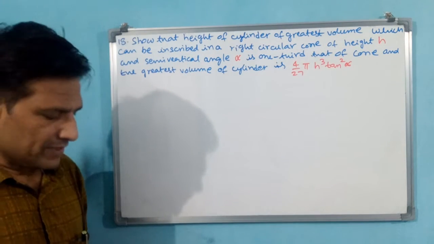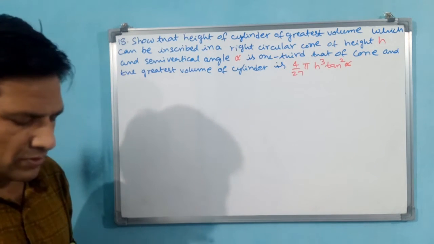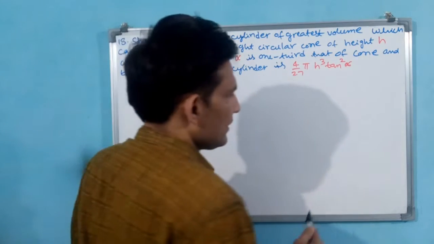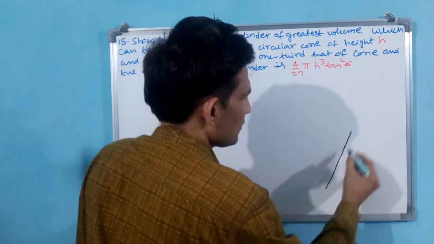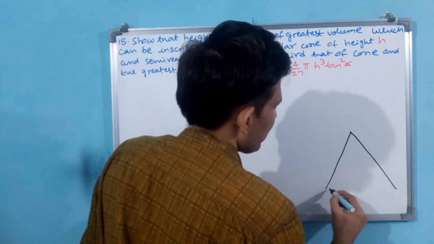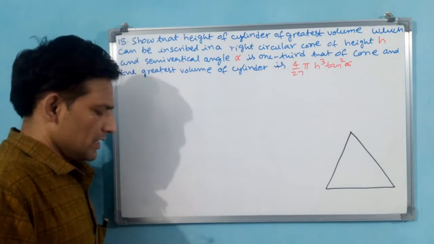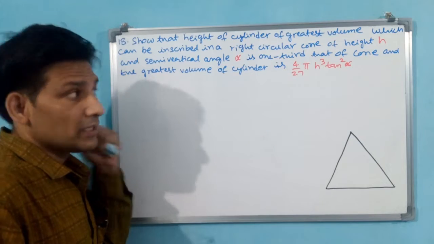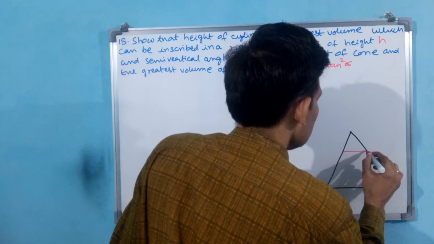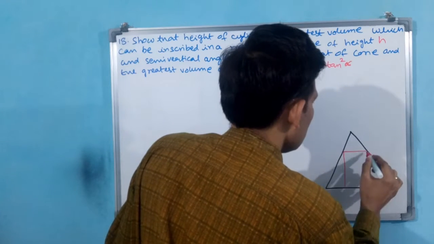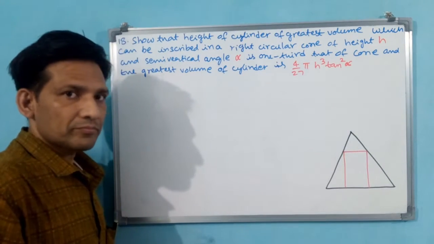Clearly observe here, first time we are seeing a cylinder inscribed in a cone. That we have to draw. See, I am drawing here. This figure also you have to understand carefully, and this figure we will keep until completion of this question. Say this is the cone. Inside the cone, a cylinder is inscribed. Say this is the cylinder.